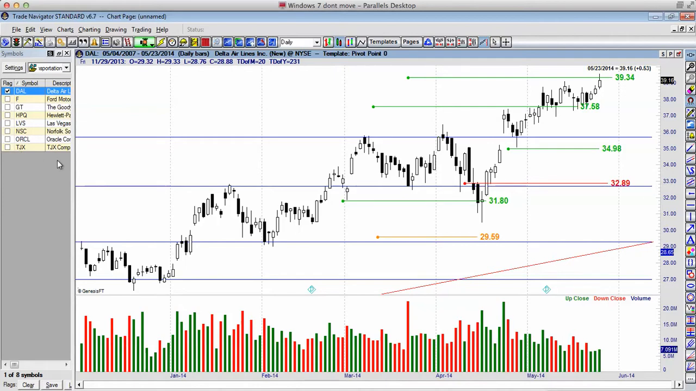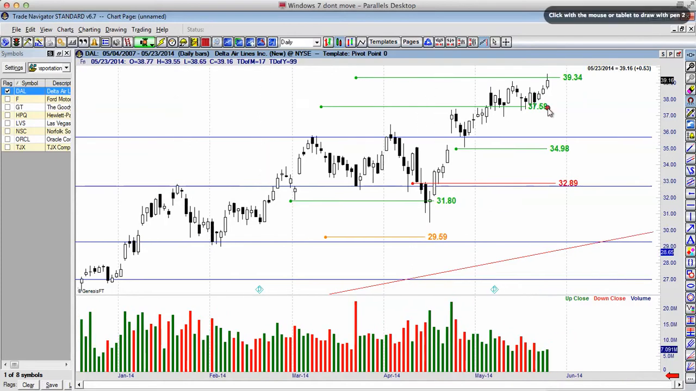So what I'll do for you right now is transition into the first share. This is called Delta Airlines. And as you can see, we've had 2 trade triggers set up since the month of May 2014. As you can see, we've transitioned into a nice little stair-step pattern. We've broken above the 37.58 entry, and very soon we're breaking above this 39.34. We did get a little bit of an upper wick on Friday, but you can see the momentum is definitely moving in the bullish direction.